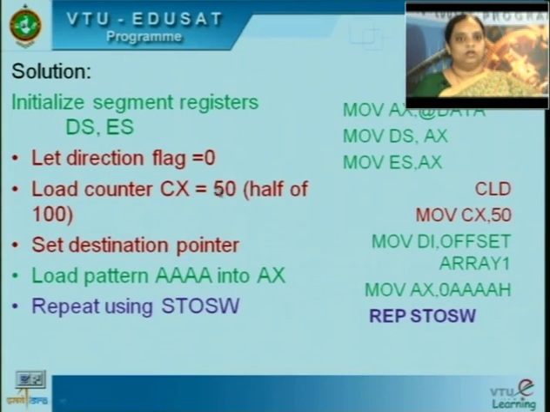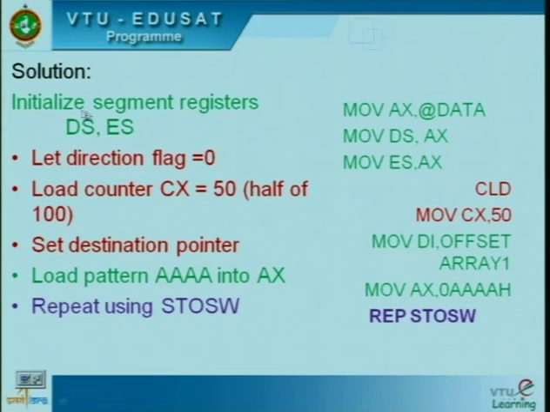So now the solution. This is your algorithm. The first step is to initialize the segment registers DS and ES. To initialize this, we have three mnemonics: MOV AX, address of data, then MOV DS, AX and MOV ES, AX. So the starting address of the data segment is copied into the DS register and the ES register. We are assuming both the source and the destination string are in the same segment.